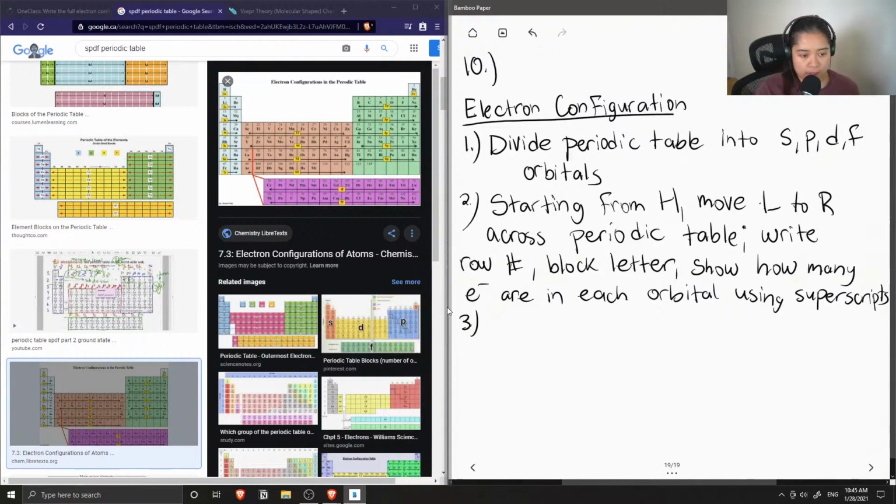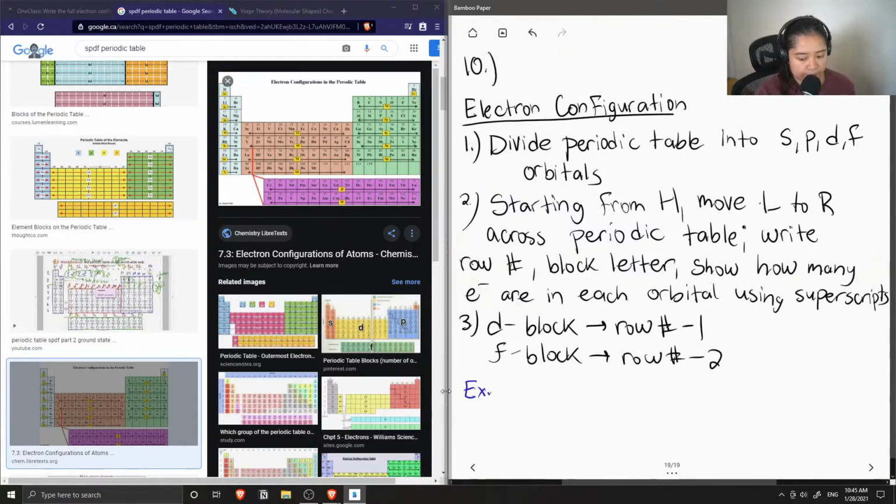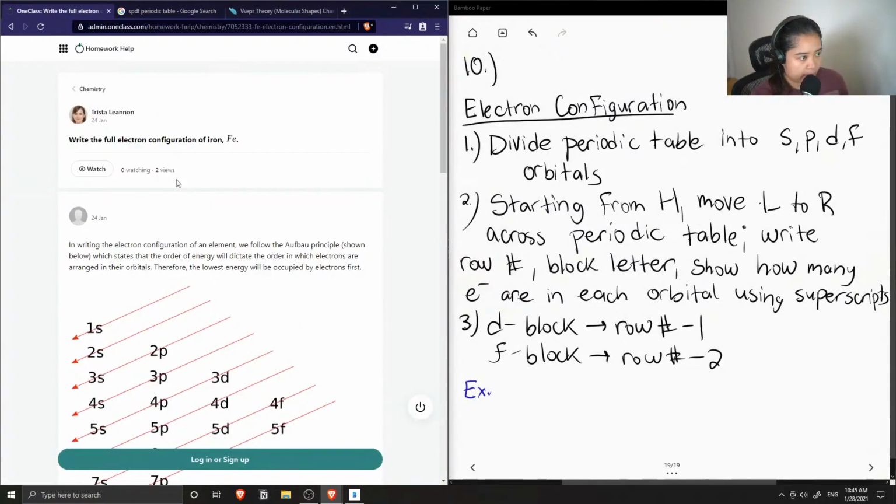Okay, so I'll also add that when we get to the D block, we write the row number minus 1. And when we get to the F block, we write the row number minus 2. Okay, so now let's try to do our example, which is iron.